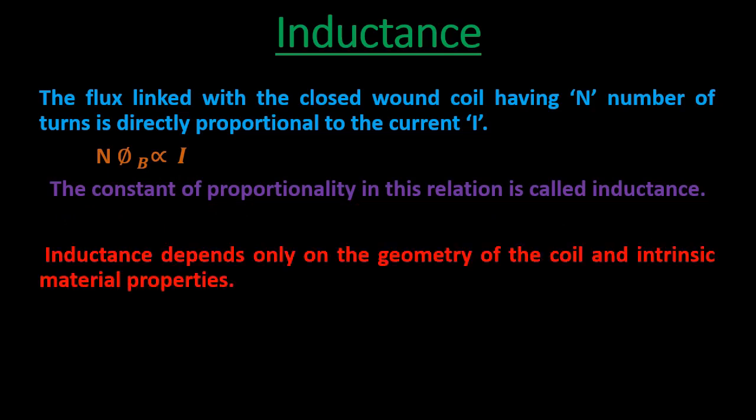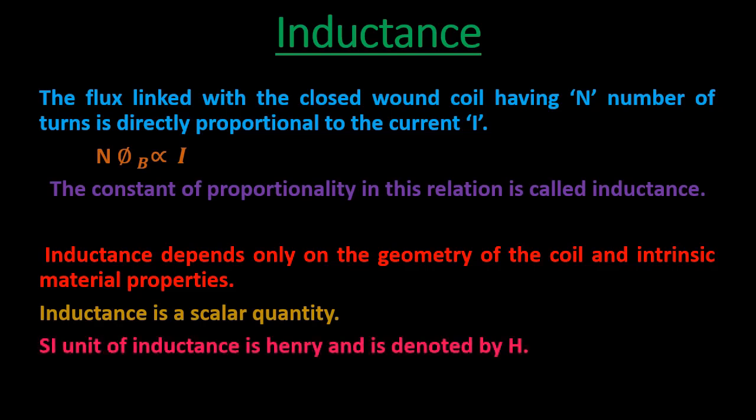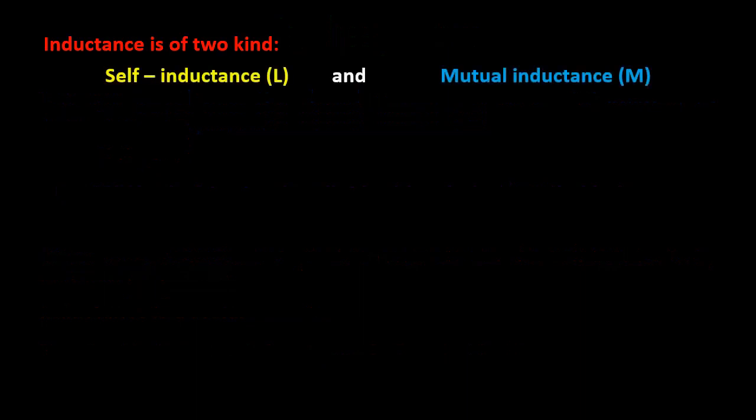This inductance depends on two factors. One is the geometry of the coil and the other is the intrinsic material of the coil. This inductance is a scalar quantity. It has no direction, it has only magnitude. And the SI unit of inductance is the Henry. It is represented by capital H. Inductance is of two kinds. One is self-inductance and the other is called mutual inductance.